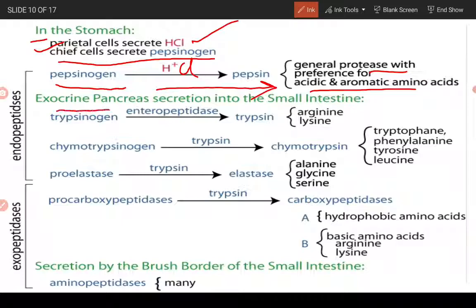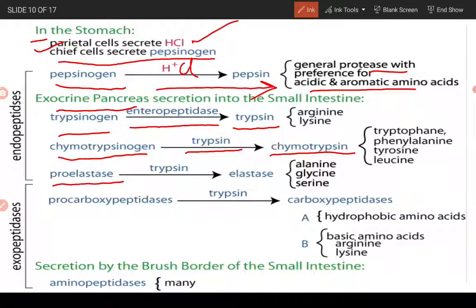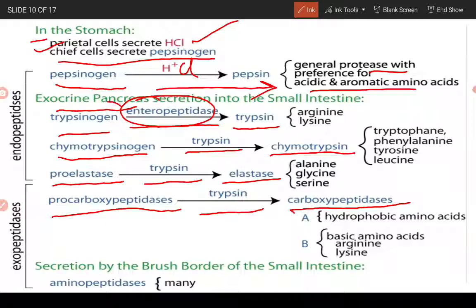Now exocrine pancreatic secretion in the small intestine. Trypsinogen requires the enteropeptidase enzyme to convert it into trypsin. Chymotrypsinogen is converted to chymotrypsin, the active form, by the action of trypsin. Proelastase is converted into elastase by trypsin, and procarboxypeptidases are converted to carboxypeptidases by trypsin. So enteropeptidase activates trypsinogen to trypsin, and then trypsin activates all the other enzymes. It is an important part to remember.